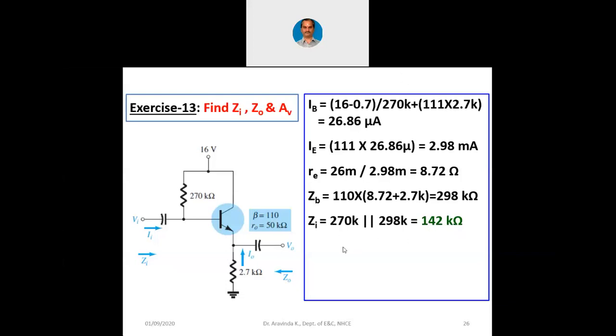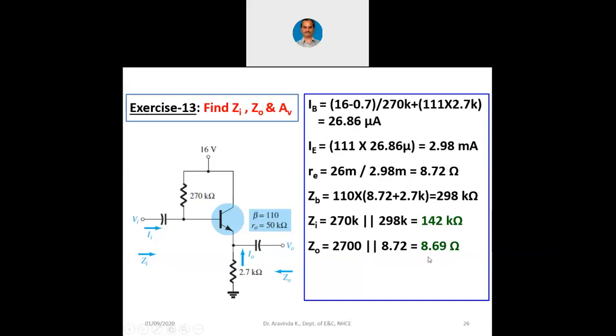What is the value of Zo now? Zo is capital Re parallel with small re. So Zo is 2.7K parallel with 8.72. 2.7K I have replaced as 2700 ohms, parallel with 8.72 ohms. So output impedance is 8.69 ohms. Now look at these two values. Zi is very high, Zo is very low.